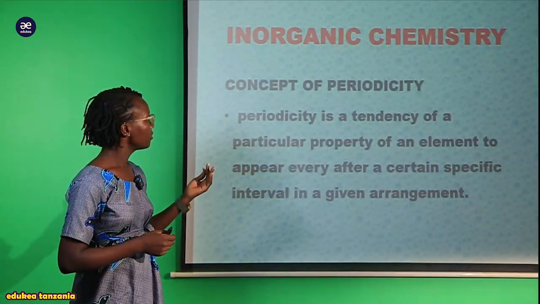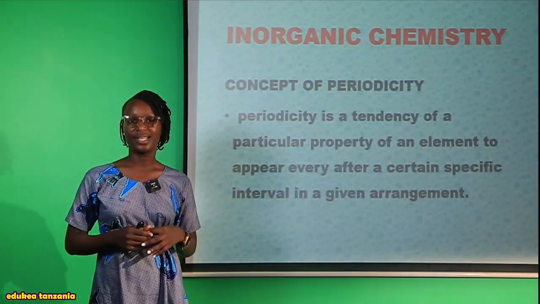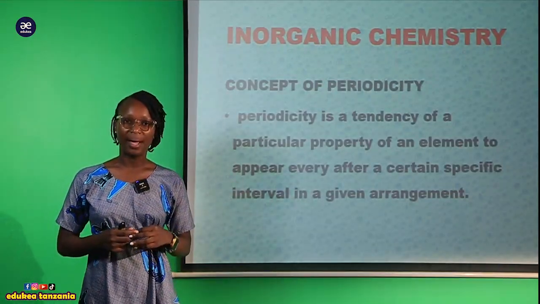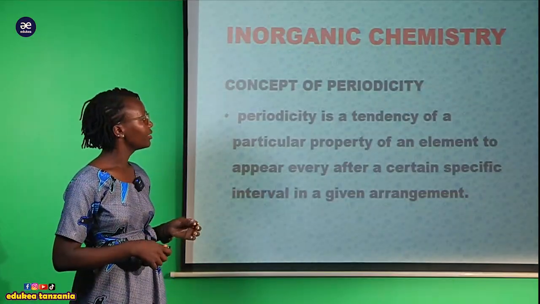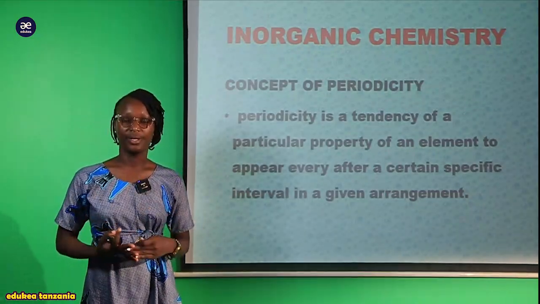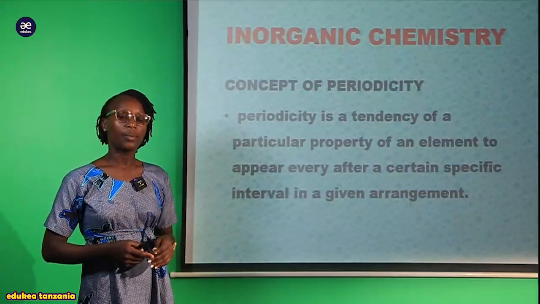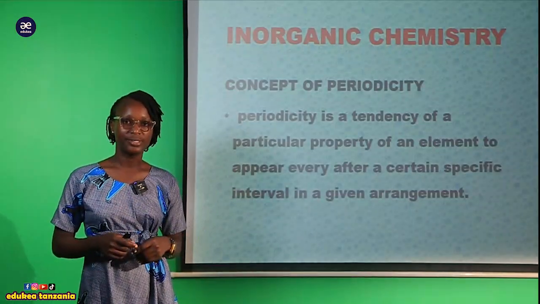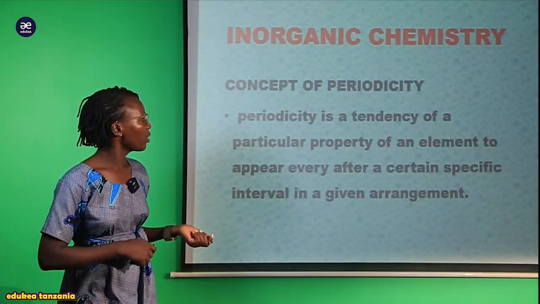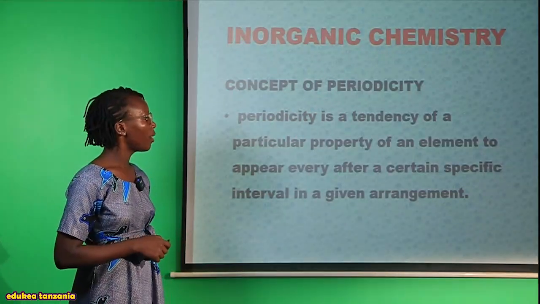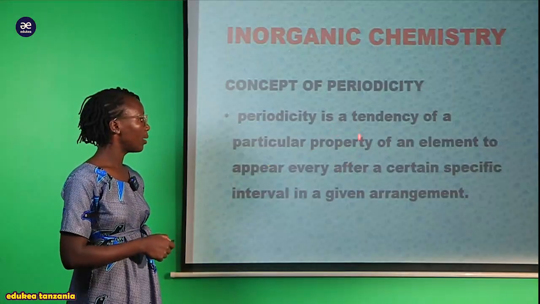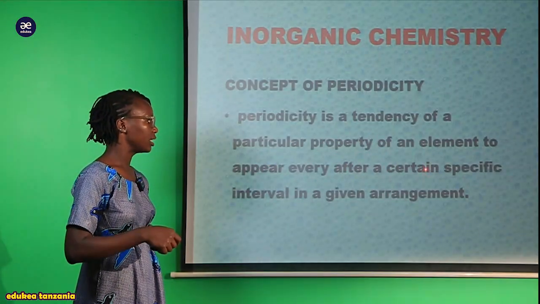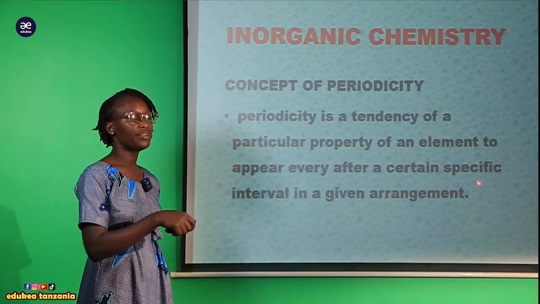So in the concept of periodicity, first of all you have to understand what the periodicity mean. Kwamba neno periodicity lina maana gani? You can see periodicity to come from the word period. Na kwenye periodic table tunapoongelea period, you have to know what the main constant there. Kwa hiyo then tunapokuja kuangalia the word periodicity, anasema kwamba is the tendency of a particular property of an element to appear every after a certain specific interval in a given arrangement.